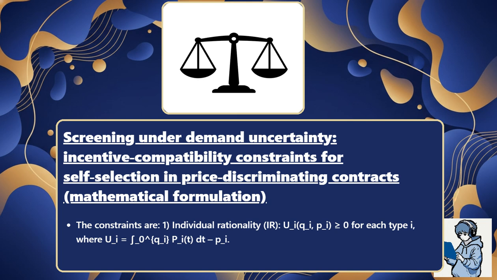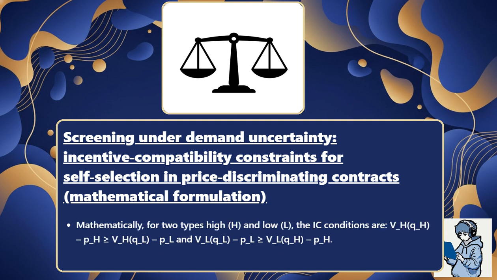1. Individual rationality, IR. U_i of Q_i and P_i is greater than or equal to 0 for each type i, where U_i equals the integral from 0 to Q_i of P_i(t) dt minus P_i. 2. Incentive compatibility, IC. U_i of Q_i and P_i is greater than or equal to U_i of Q_j and P_j for all j not equal to i.